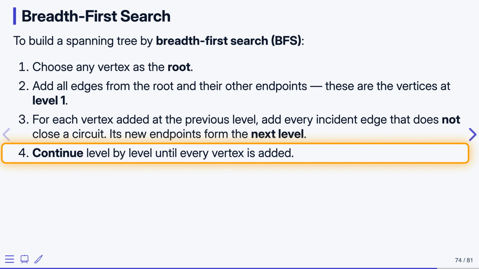So the difference from depth-first search is simple. Depth first goes as deep as it can. Breadth first fills one whole level before starting the next.